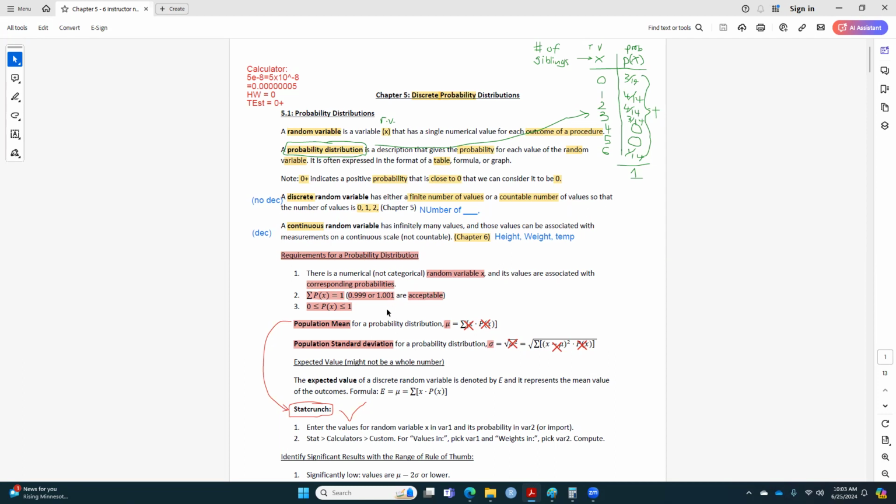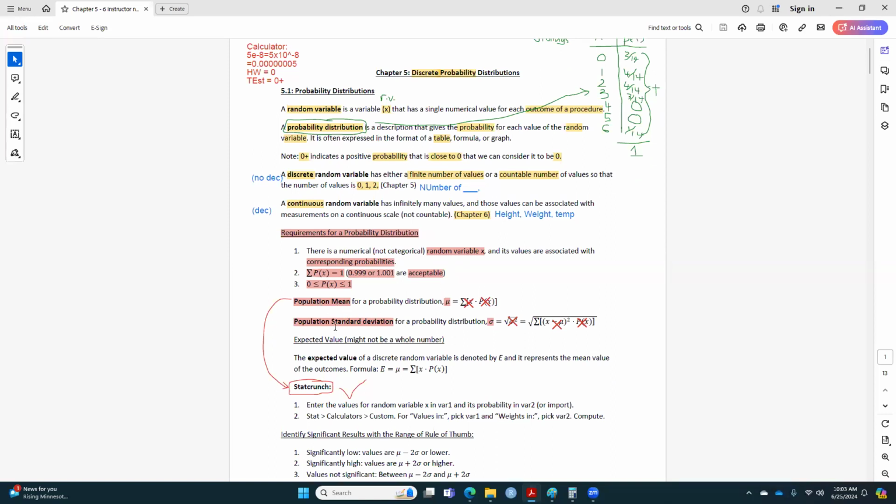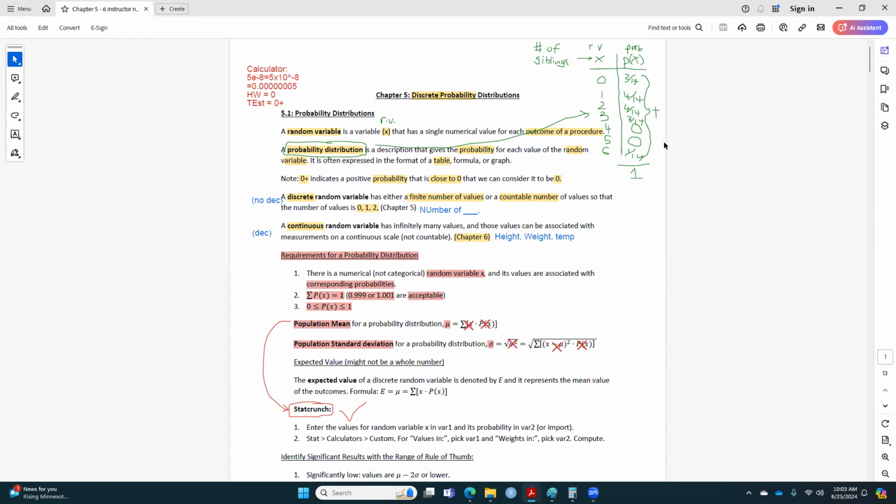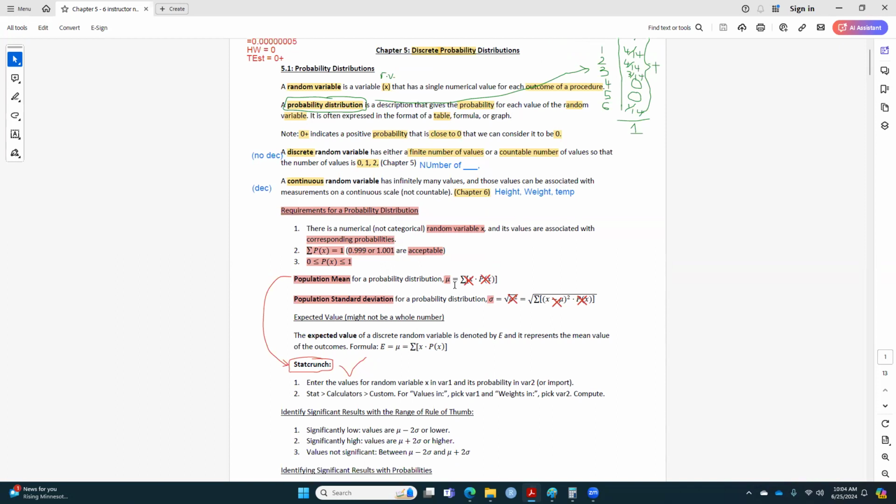Yesterday we stopped over here where we talk about the population mean and population standard deviation. Once we get into this probability distribution, you can find the population mean and population standard deviation. We are not doing a sample like we did in chapter 3. In chapter 5, the mean belongs to the population. The symbol for population mean is mu, and the symbol for population standard deviation is sigma. Again, we are not using this formula. We are using StatCrunch. I will show it to you later.